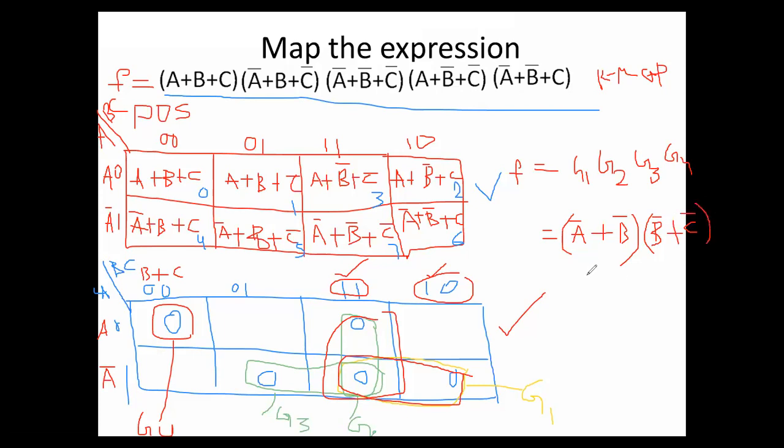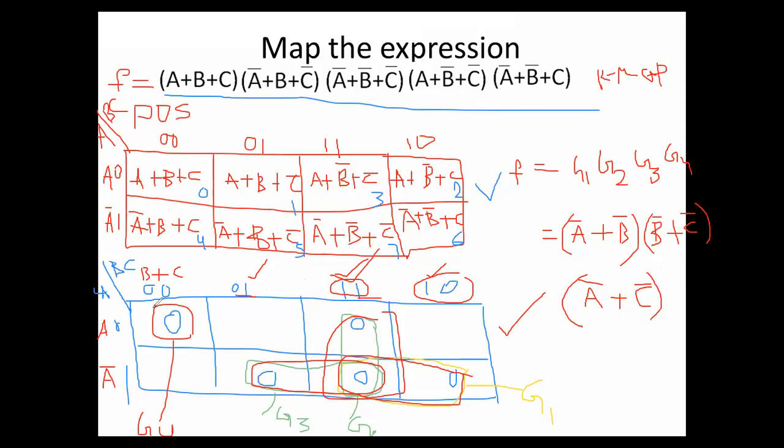What about group 3? This is group 3. Here, what is the A value? A bar. So, A bar. What about B and C? This group contains the values 0 1 and 1 1. So, which is common? 0 1, 1 1, this one is common. That belongs to the C variable. C is 1, which means it is represented as C bar. So, this is the group 3 combination.